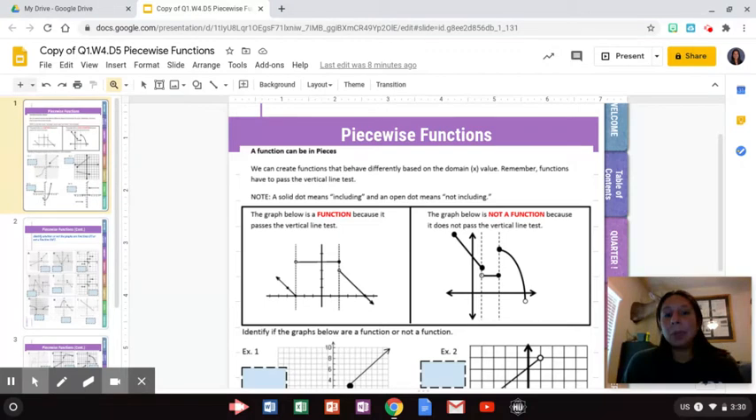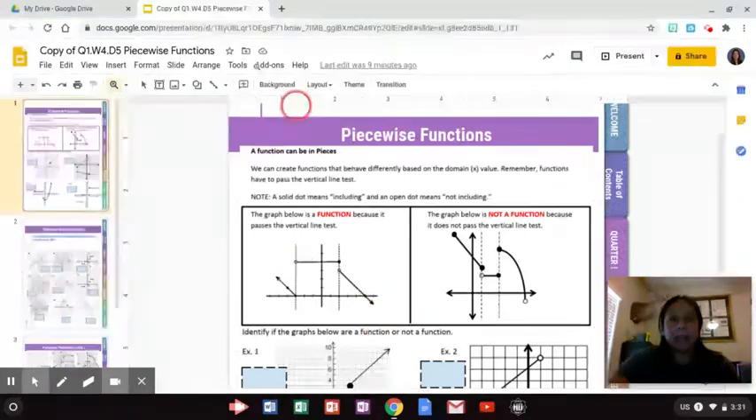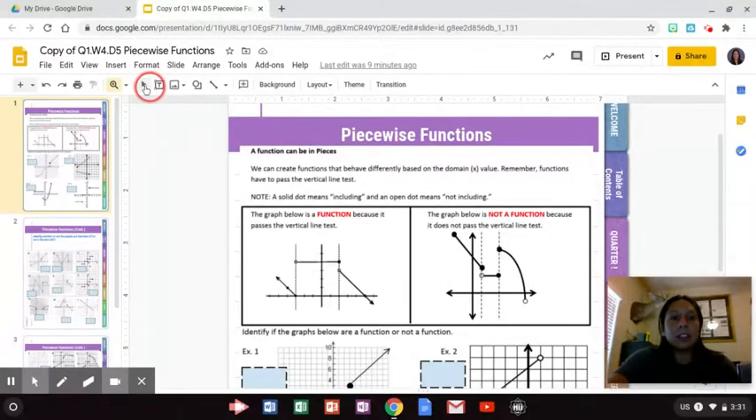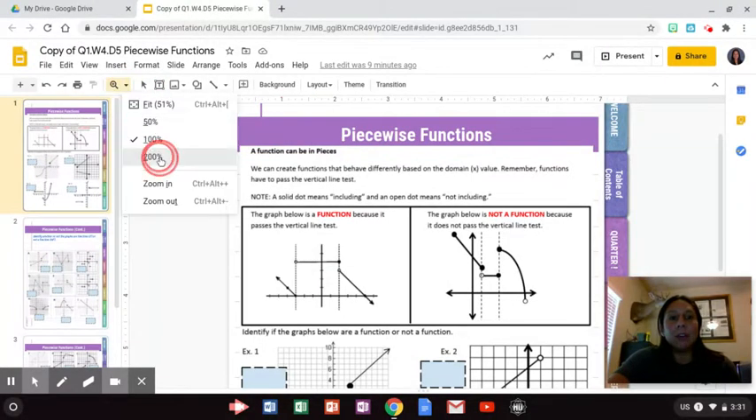A piecewise function has a whole bunch of pieces, which means that you have line segments dividing your graph up into pieces. So if you notice right here, you have a solid circle. When it's a solid circle, that means that it's including that point. Same with if it's a solid line, that means that it's including all of those points. Now, if it's an open circle, that means that it doesn't include that point. So let's go ahead and look at the first example that is already worked out for you.